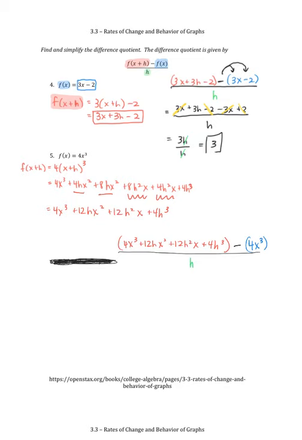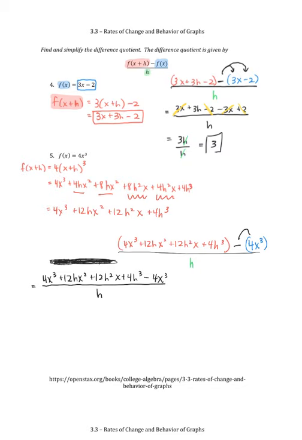Okay, so now our job is to simplify. So this minus just gets distributed to this one term. So we're going to have 4x cubed plus 12hx squared plus 12h squared x plus 4h cubed minus 4x cubed, all over h.